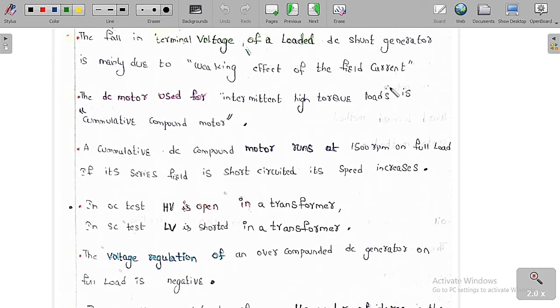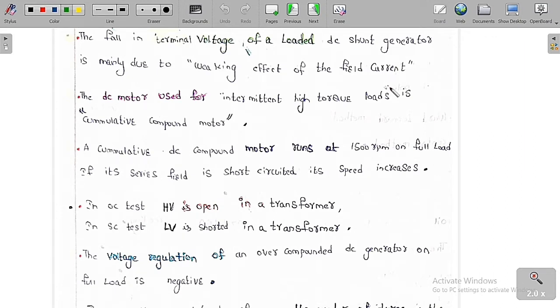Suppose you give a load to a DC shunt generator, the current IA is going to pass. Whenever current IA passes, this IA is going to produce some flux. It is called the electrical torque. The electrical torque and the mechanical torque are opposite of each other. Because of this, opposition happens, so speed is going to reduce. So current I is going to reduce, flux is going to reduce, E is going to reduce, so terminal voltage also reduces.